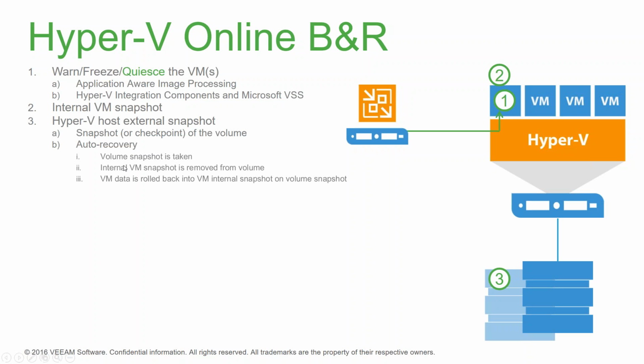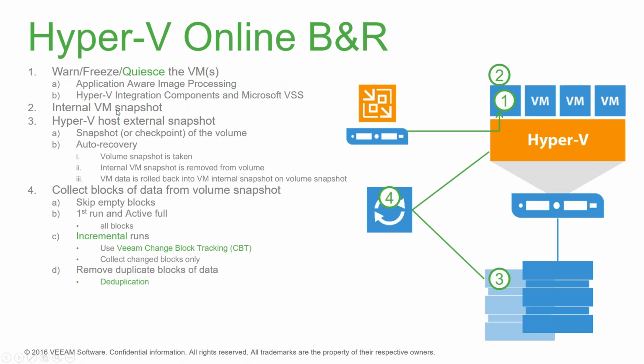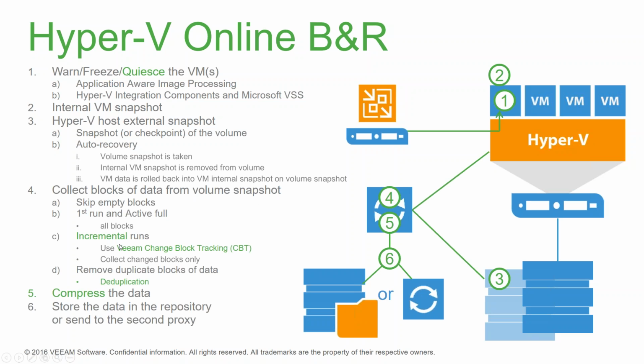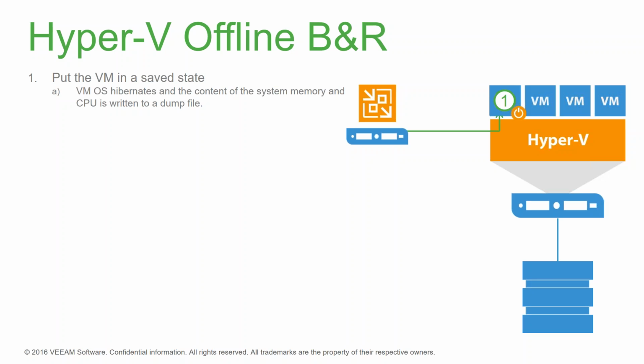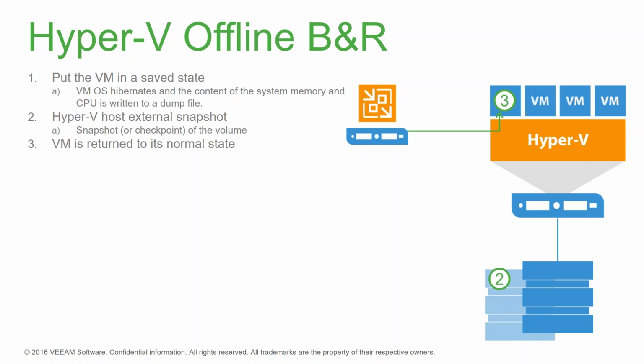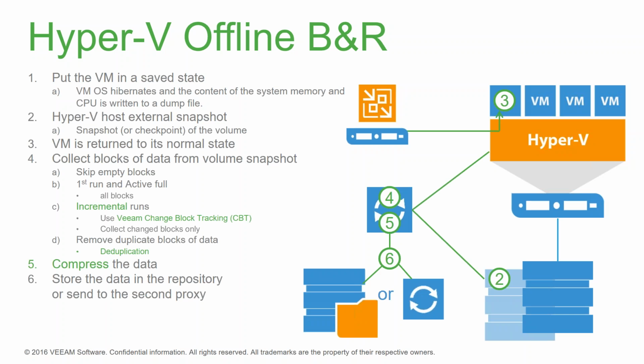We're going to do an auto recovery, which is going to remove our internal snapshot. We're going to collect the blocks of data from that volume snap. We're going to compress it, send it to its next location, and then we're going to clean up after ourselves. We can also do an offline one, put the VM in a save state, get the host external snap, return the VM to its regular state, collect the data, compress it, send it to its next location, and clean up.